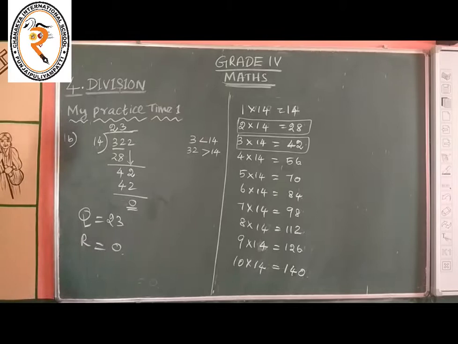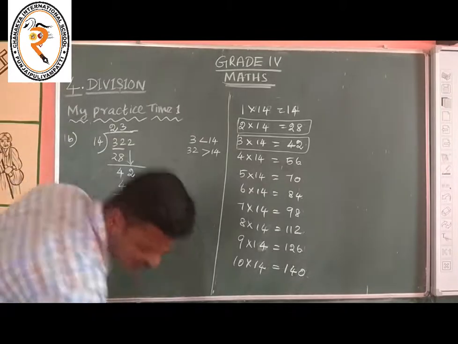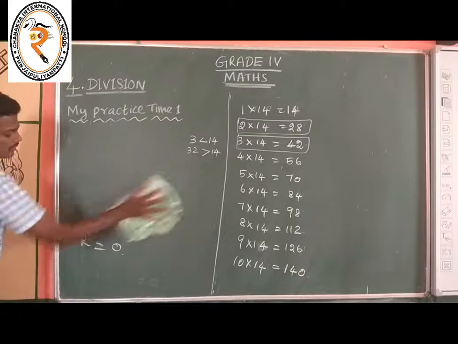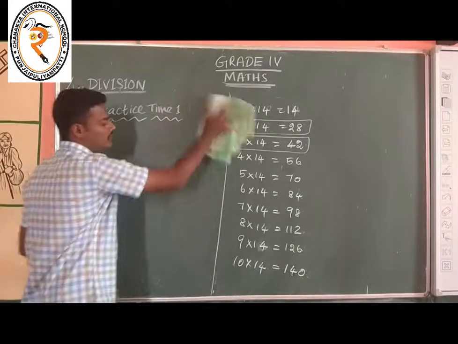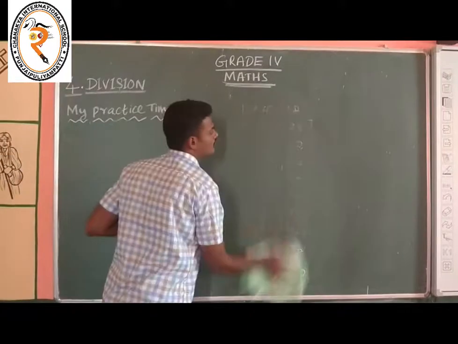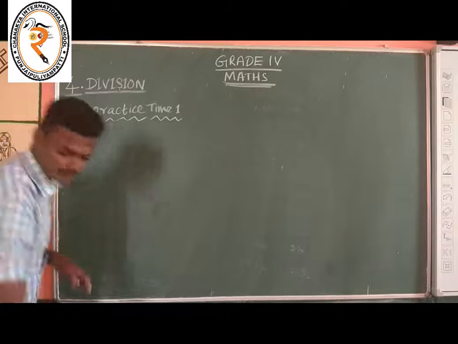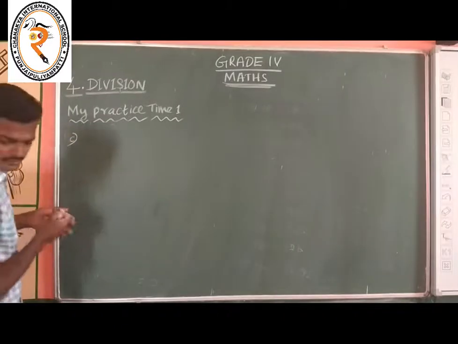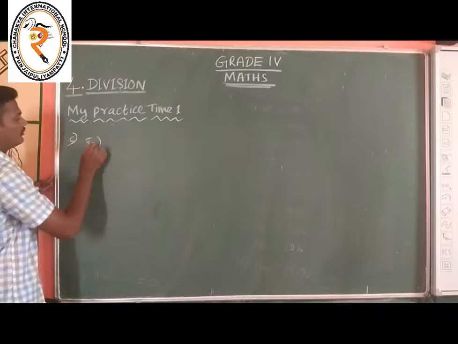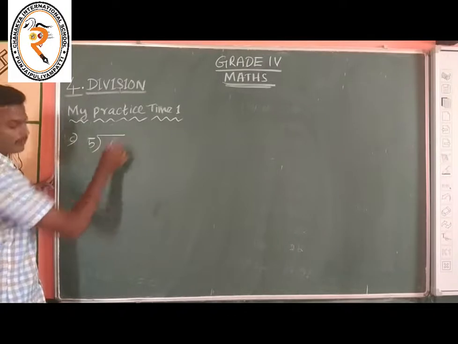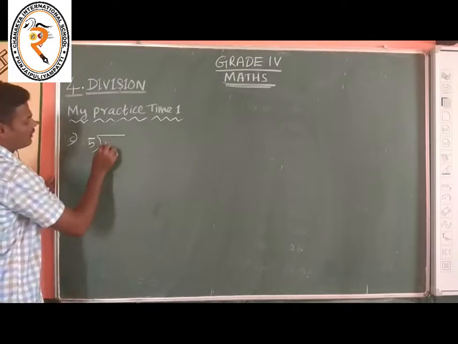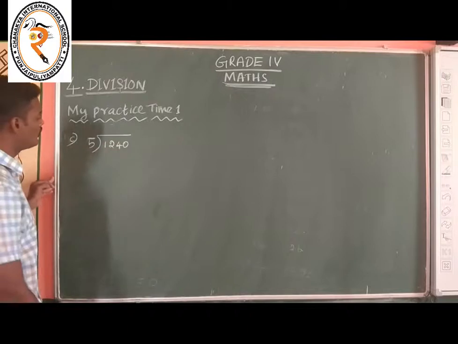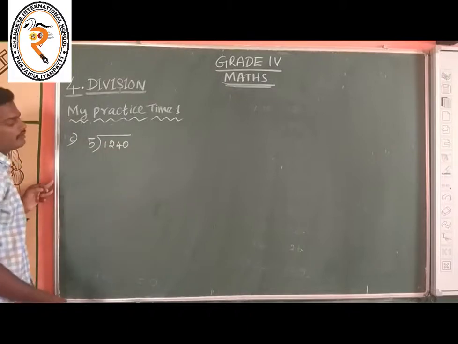And next sum, third sum. Question number C: 1240 divided by 5.